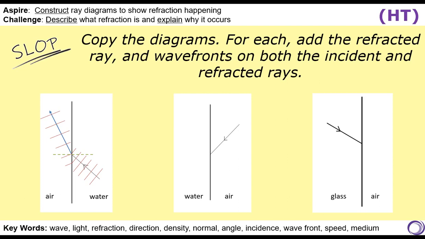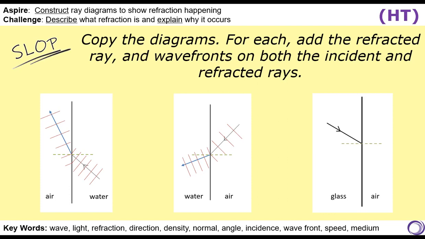So if we look at the second diagram now, here's your normal, and because light is travelling from air, which is less dense, into water, which is more dense, it's going to move towards the normal. And then when you add in the wavefronts, they also change direction as the light moves from the air into the water, and the wavefronts in the air are slightly further apart, and in the water they are closer together as the light slows down.